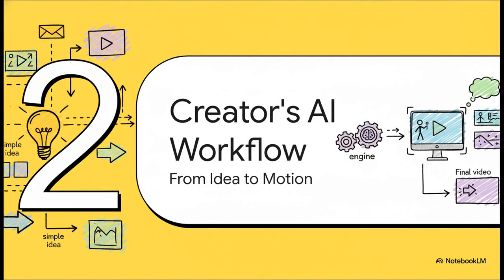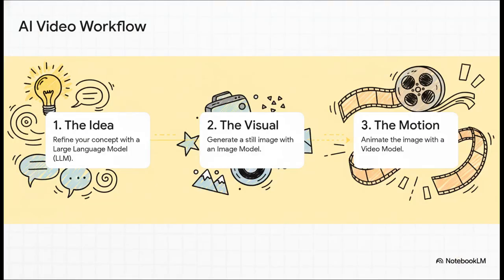So we have this massively powerful engine, but how do we actually use it to make something cool? Okay, let's get practical and dive into the creator workflow. We'll see how you can go from just a spark of an idea to a finished video. Most of the really effective AI video workflows boil down to this three-step process. It's a chain reaction. You start with your idea and use a language model to flesh it out. Then you create your still image with an image model. And finally, you make it move with a video model.